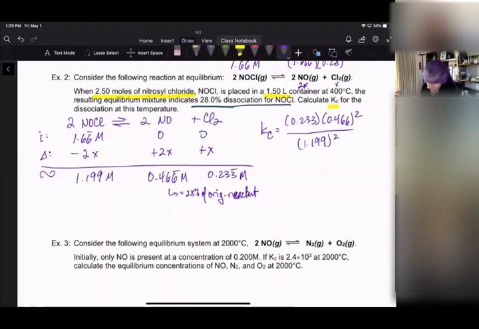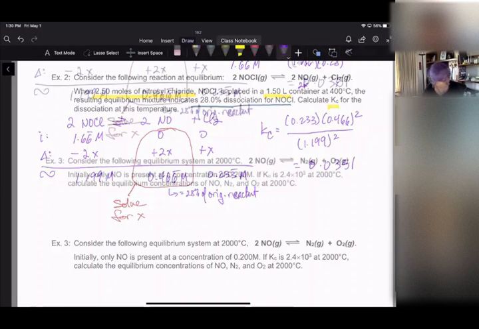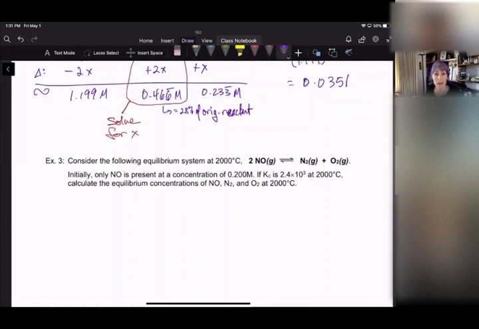Oh, so from 0.466, and then you divide it by 2 to find x, right? Yep. Just skip one step. So we use this part right here as its own little equation to solve for x. All right, I get 0.0351. All right, so this one's going backwards.